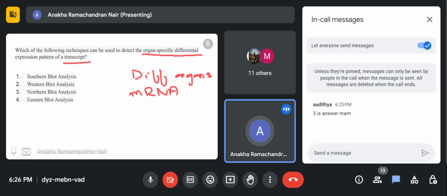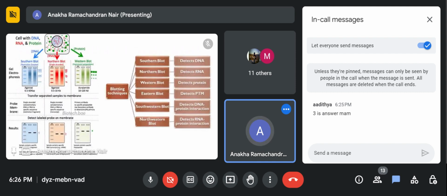You also have to know these options. One is what is southern blot, western blot, northern blot, and eastern blot, right? So, let's see what they are, and then we'll come back to this question again. So, this is the cell, right? And it will have its own protein, RNA, and DNA.